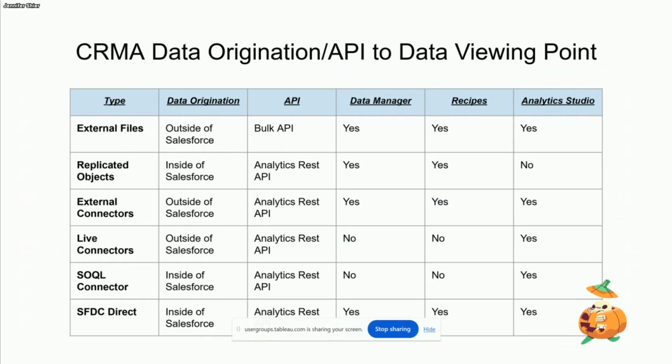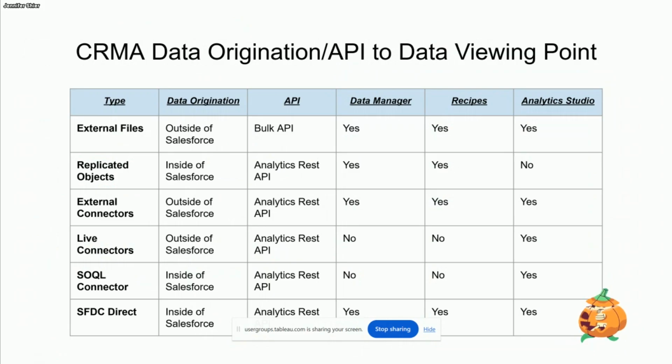So replicated objects are exactly what they're called, replicated objects. So I'm in a recipe and I want to use accounts. I can replicate a subset of accounts or all of my accounts and then do fun things with it, join it with opportunities, or use it alone, or only take 2 fields. But when you're using the replicated objects, they're only in the data manager and for use in recipes. Whatever you make with them would then end up in Analytics Studio.